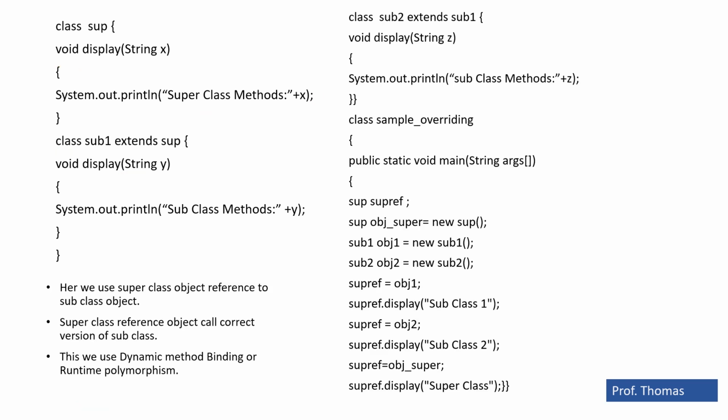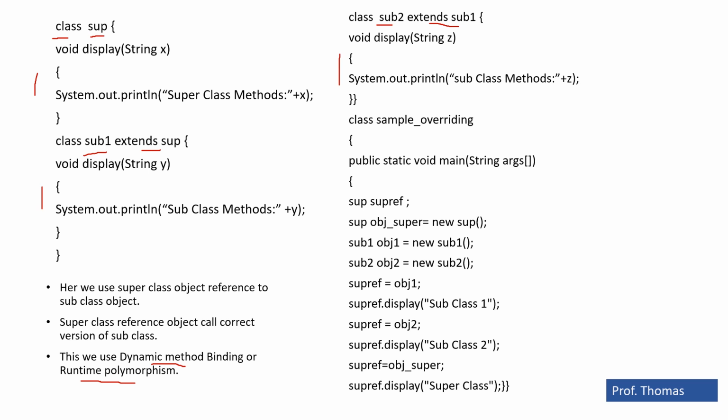Using dynamic method overriding, or runtime polymorphism, we can refer to the correct versions of the methods in the superclass and subclass. Here we have an example: class super, another class sub1 extends the superclass, and another class sub2 extends the sub1 class. All these three classes have the same method void display.